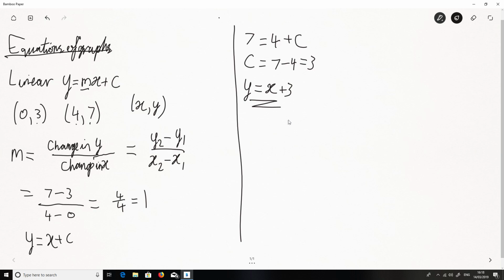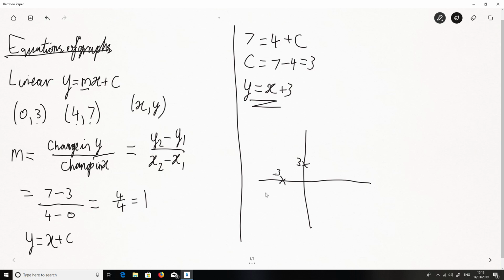But if they ask for a graph of this, we need to figure out how to plot it. So a good way to plot it: you know here that if x is equal to 0, so at the origin here, y should be equal to 3. So it needs to go through a point here of 0, 3. And you know that if y is equal to 0, x is equal to minus 3, because minus 3 plus 3 equals 0. So when y equals 0, which is along this line, x equals minus 3. So you know that the graph goes through this point, minus 3.